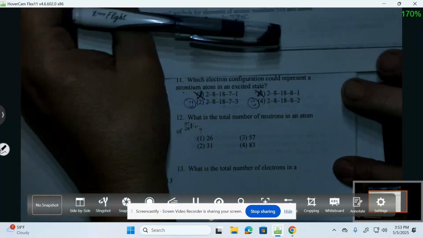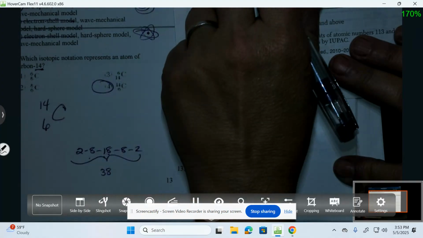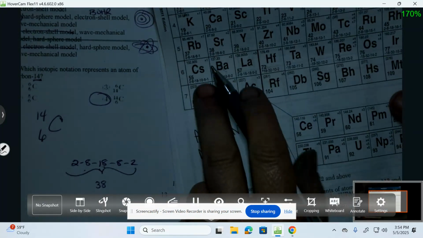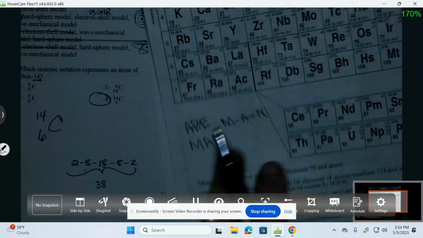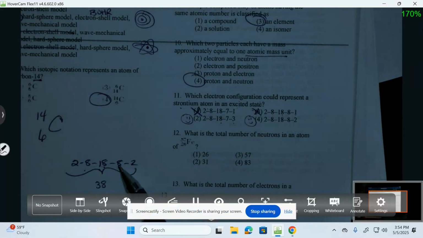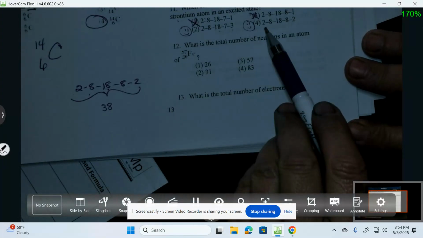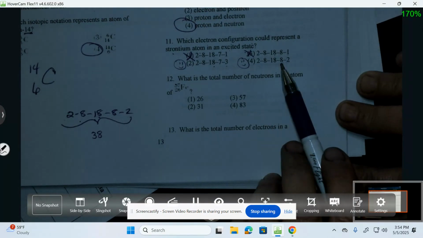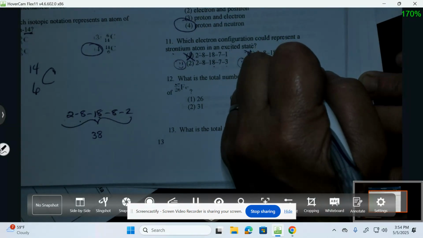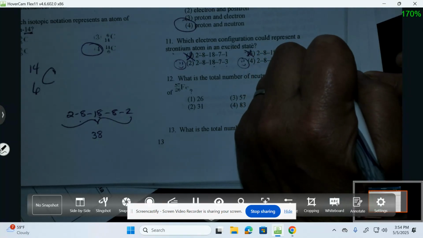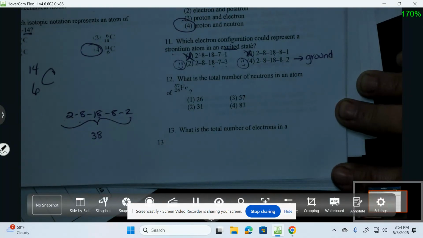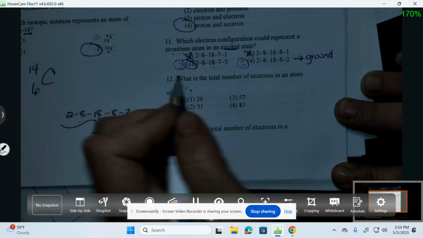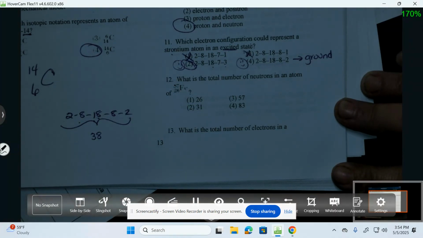Ground state is given to you here. 2, 8, 18, 8, 2. 2, 8, 18, 8, 2. What's this one? Ground. They want excited. So it has to be this smiley face over here.